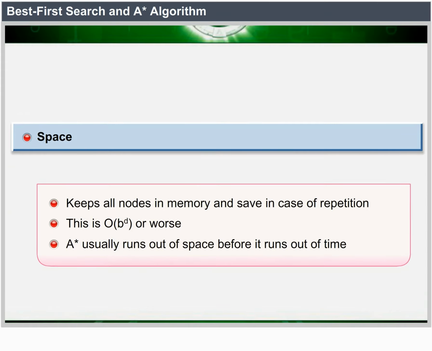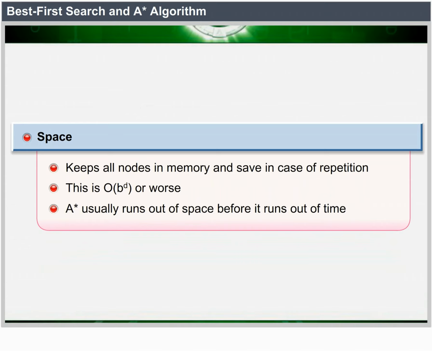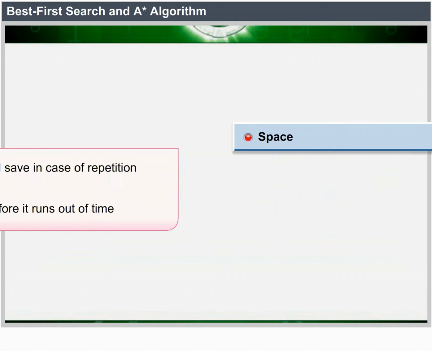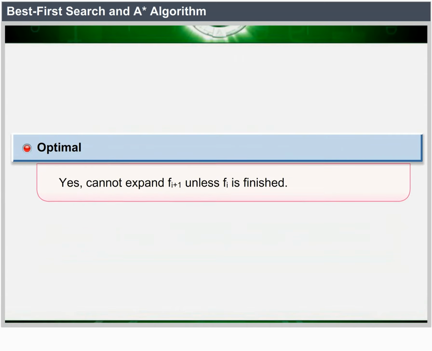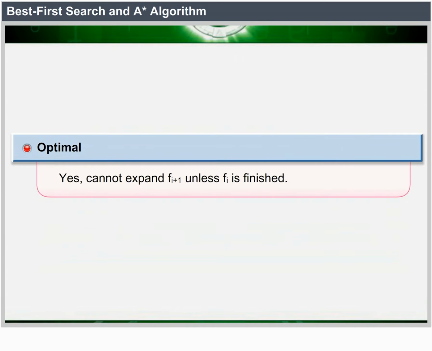Space: it keeps all nodes in memory and saves them in case of repetition. This is of order b to the power d or worse. A star usually runs out of space before it runs out of time. Optimal? Yes, it cannot expand fi plus 1 unless fi is finished.